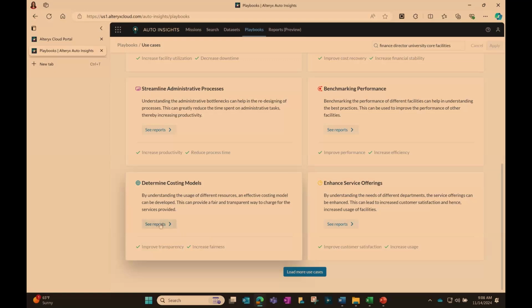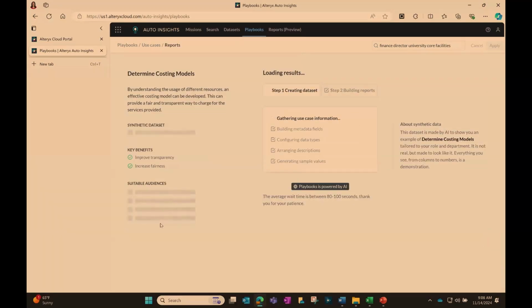So we're going to click. Now, Rebecca, we're going to determine costing models. I said I want to pick this use case. And now I'm saying I want to, did I click it? I don't know if I actually got the click. There we go. I actually want to see some reports. Give me some examples of what reports I might want to go develop.